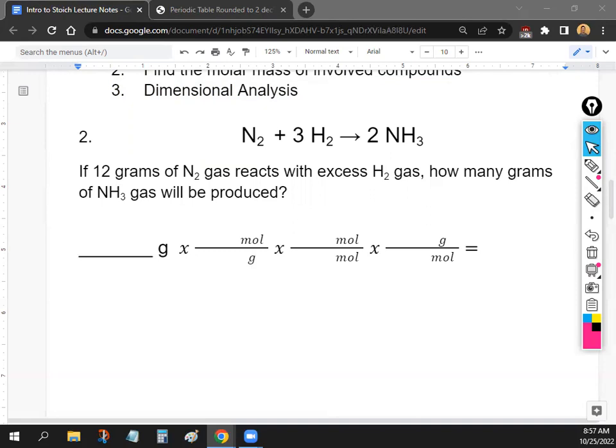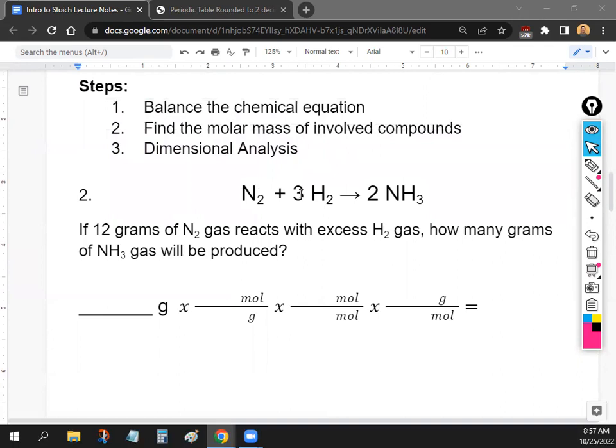Alrighty, guys. Let's get started. So, we already did step one, right? Step one was to balance the equation. So we did that during our warm-up. So hopefully you guys have it written down.